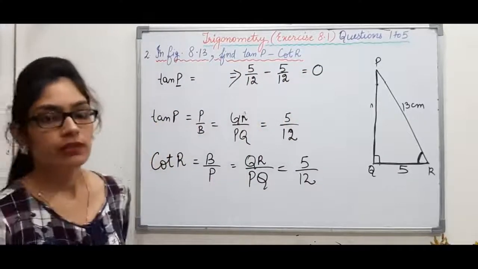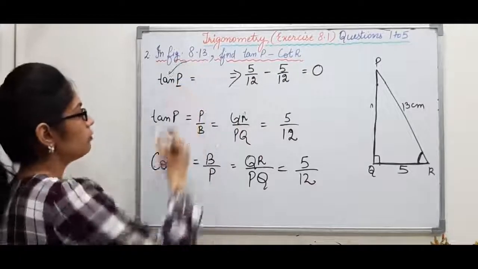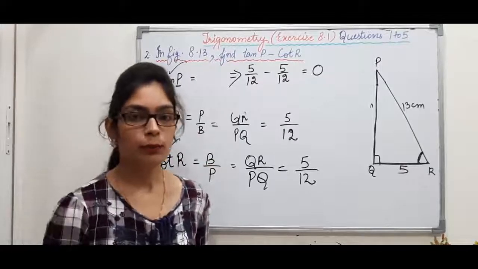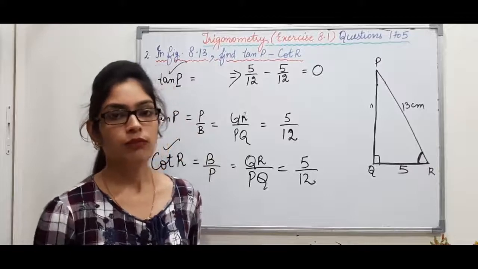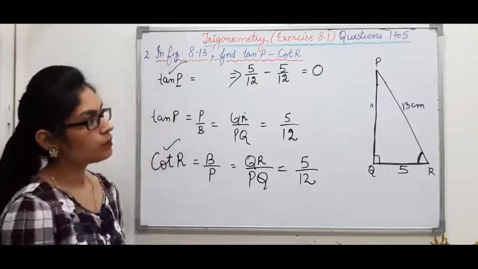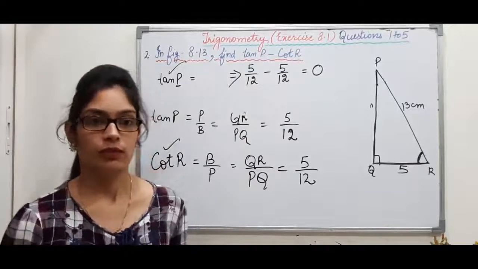See, the question is similar to the first question. Only thing you have to find the values of tan and cot, and if you know the values of all the trigonometric ratios, you can solve all the questions in this exercise very easily. So this is also a similar question as the first one. Now let's do the next question.